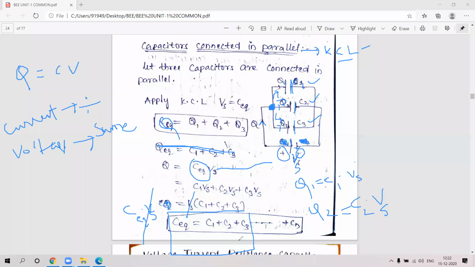That means when the capacitors are connected in parallel, you need to sum them. What did you observe for resistor and inductor? When they are connected in parallel, we got the values in terms of reciprocals. But for this case, when they are connected in parallel, we need to add.